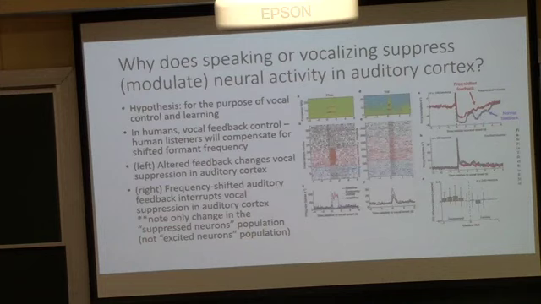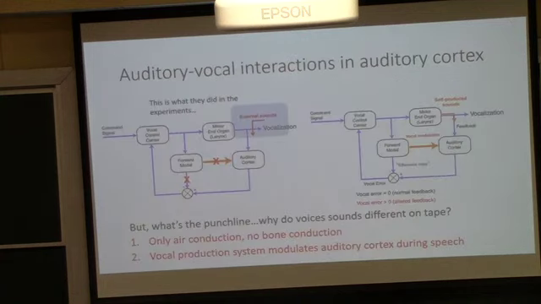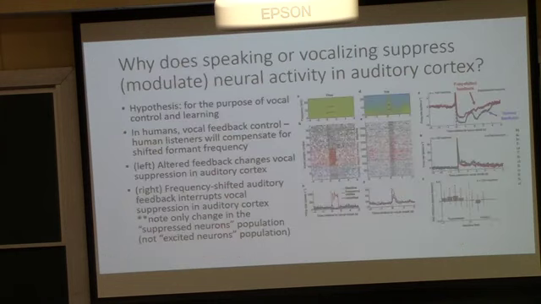So I'm lost in the concept. So we hear ourselves differently because our auditory cortex is suppressed when we speak, not because it transfers through the bone. So I have a punchline here, so incredible.